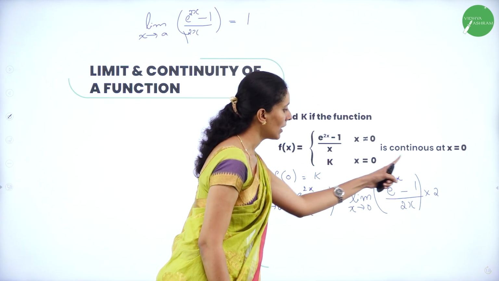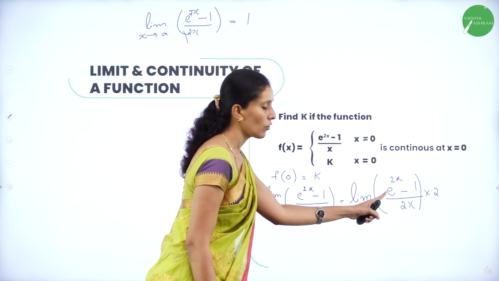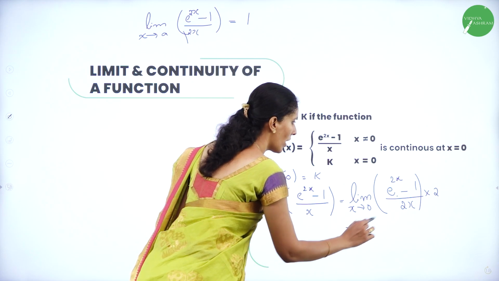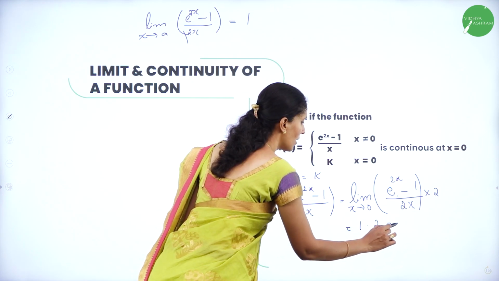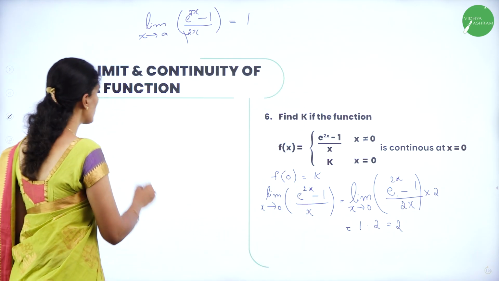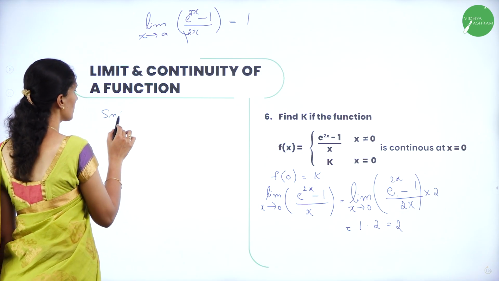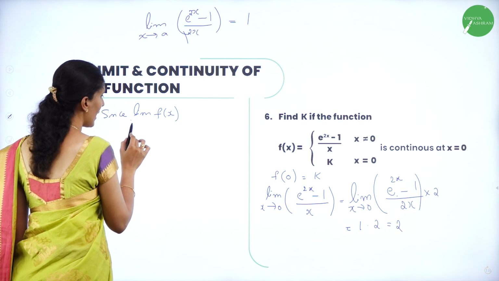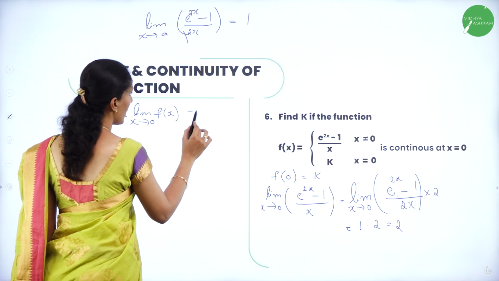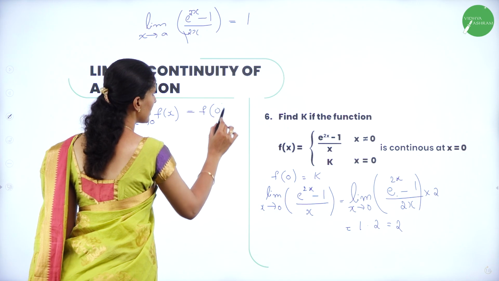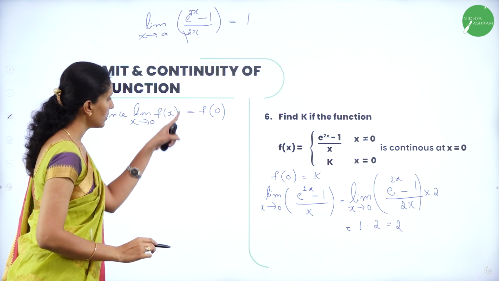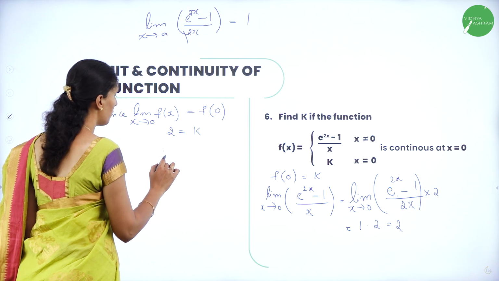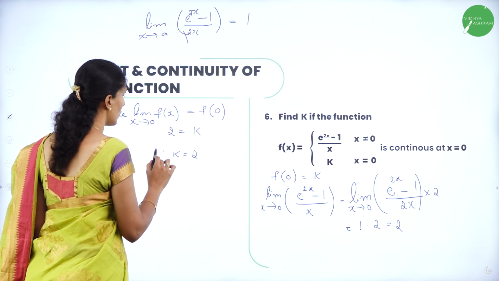So, if you apply the limit for this function, it is of the form (e power x minus 1) by x whose value is 1 and this is 2. So, the value is equal to 2. Now, since the limit of the function as x tends to 0 is same as the function at x equal to 0, this is equal to 2 and this is k. So, therefore, the value of k is equal to 2.